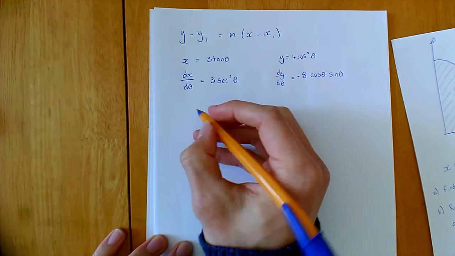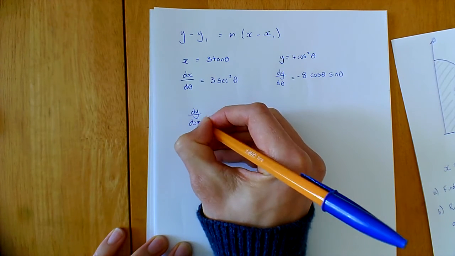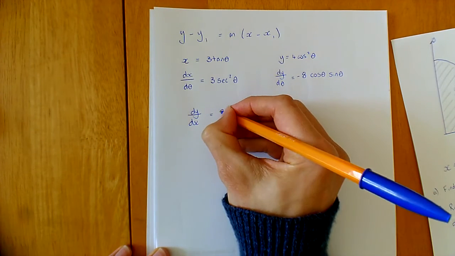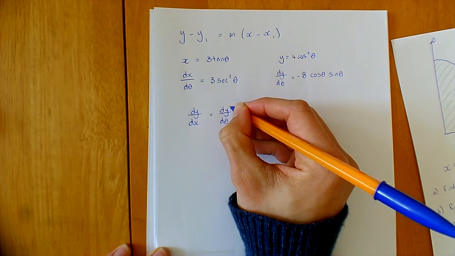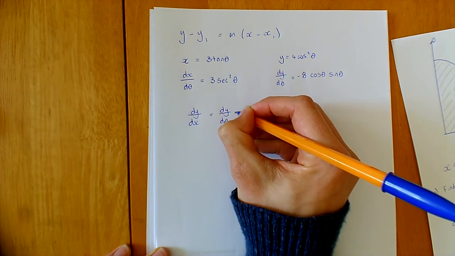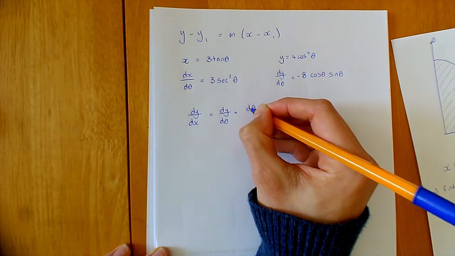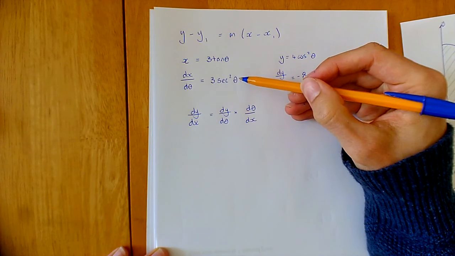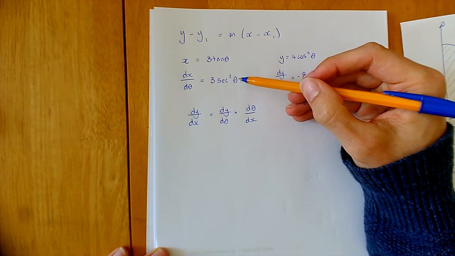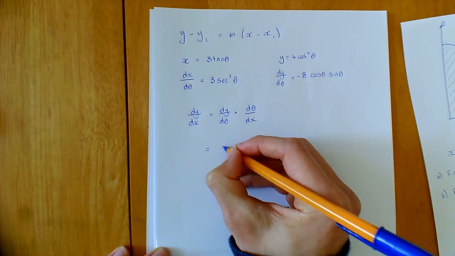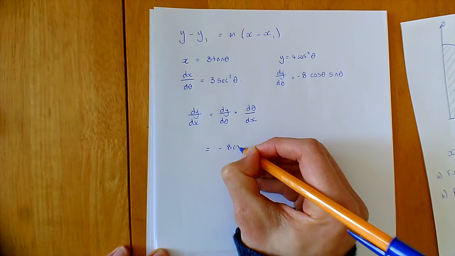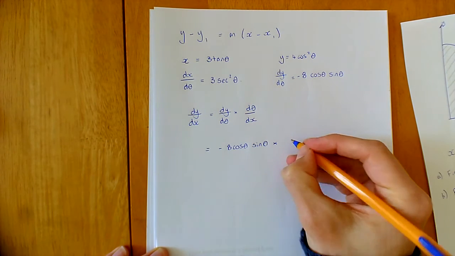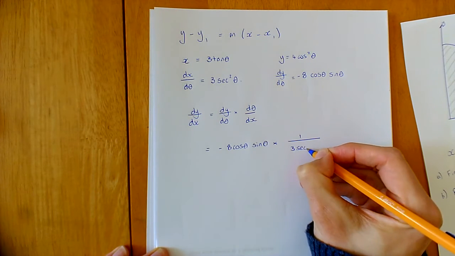Well, I don't want the theta in my equation, so I'm going to use the chain rule. I want to work out dy by dx. So to get there, I will use my dy by d theta. I want the y on top, don't want that theta. So I'll need to multiply it by a d theta on the top, so they cancel, over dx. Now that is just 1 over this, so I'm doing the reciprocal. So my dy by dx is minus 8 cos theta sine theta times 1 over 3 sec squared theta.